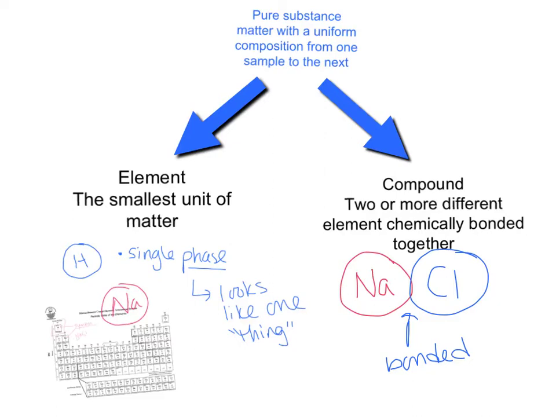Another thing you need to know is that compounds also have a single phase. So again, when you look at a compound, it looks like one thing. Even though there's two elements bonding together, it looks with your eyes like one thing. And finally, the last thing about compounds that you need to know is that compounds are represented by chemical formulas.